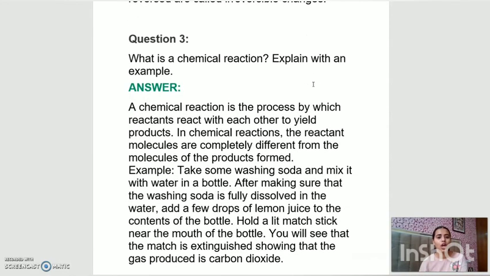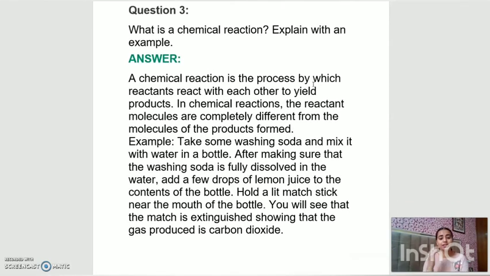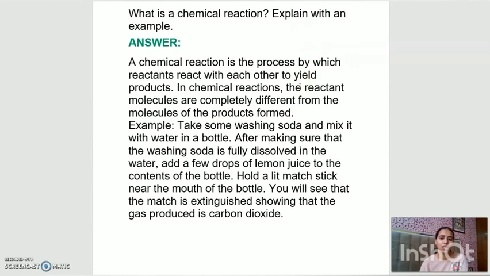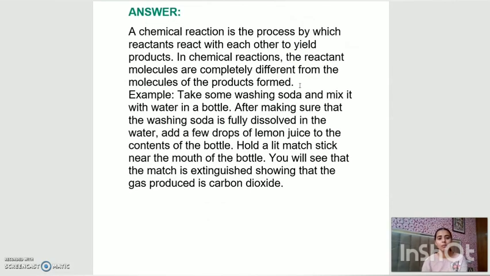Moving further, student. Question number 3. So you must be saying they are so long. The name is long questions. So the answer must be a little long, right? So question number 3, student, what is a chemical reaction, and you have to explain with an example. Now you have to tell what you mean by chemical reaction, and you have to explain with the help of an example. So student, chemical reaction is the process by which reactants react with each other to yield products.